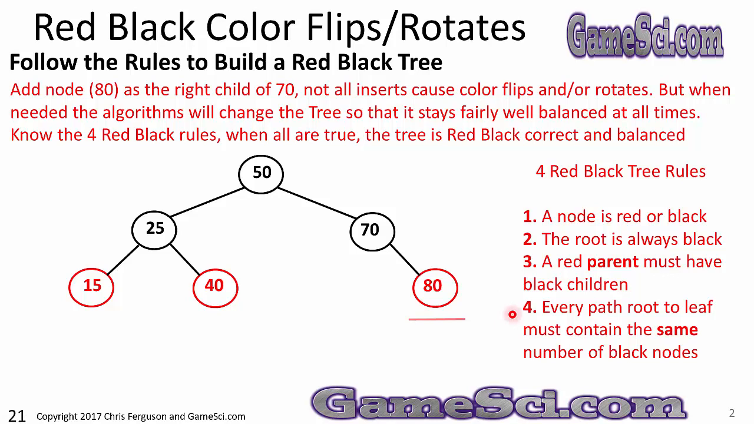Number 4, every path root to leaf must contain the same number of black nodes. 2 black nodes to get to 80, passing through 2 black nodes to get to 40, passing through 2 black nodes to get to 15. All 4 rules are true. This is a red-black correct tree, and it is balanced.